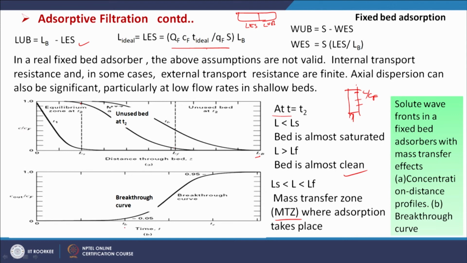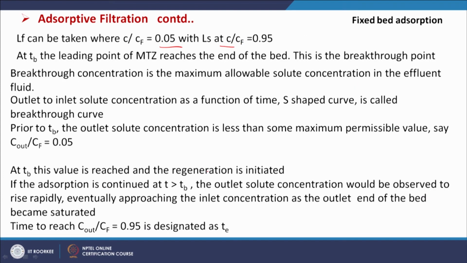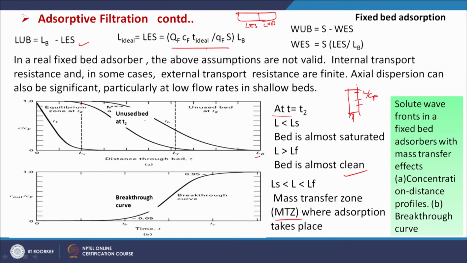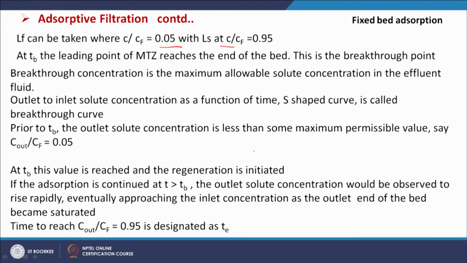Similarly, here Tb is where C by Cf equals 0.05, and Te is where C by Cf equals 0.95. These are some conventions that are considered. At Tb the leading point of the MTZ reaches the end of the bed, that is, the MTZ end point reaches Lb. So, this is your breakthrough point.